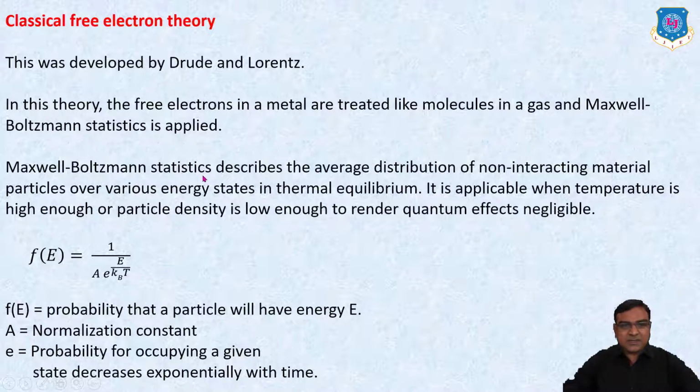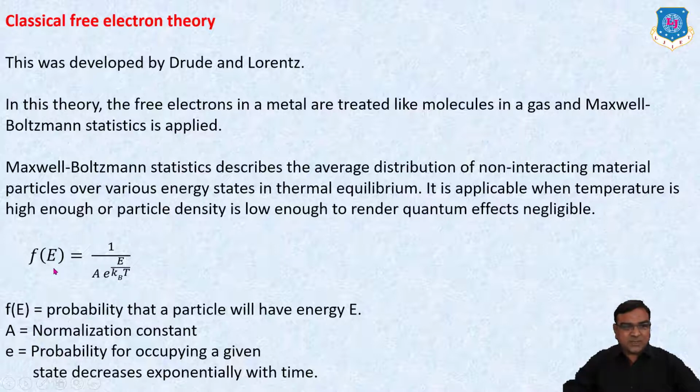Maxwell-Boltzmann statistics describes the average distribution of non-interacting material particles over various energy states in thermal equilibrium. It is applicable when the temperature is high enough and the density is low enough to render quantum effects negligible.